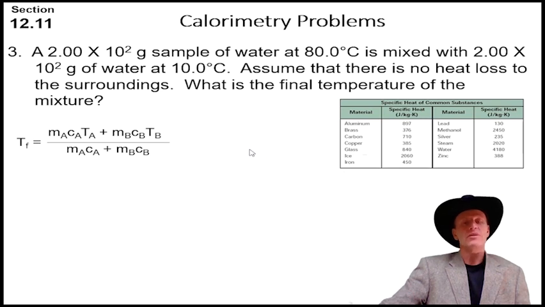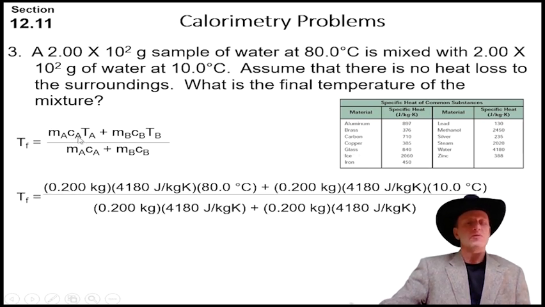I'll go over that skill in a minute. But we got to use this big fraction. So on the left side, let's put the 200 grams, which should be 0.2, times 4180 from the chart, times the beginning temperature of 80. And again, the mass and the specific heat get copied down.